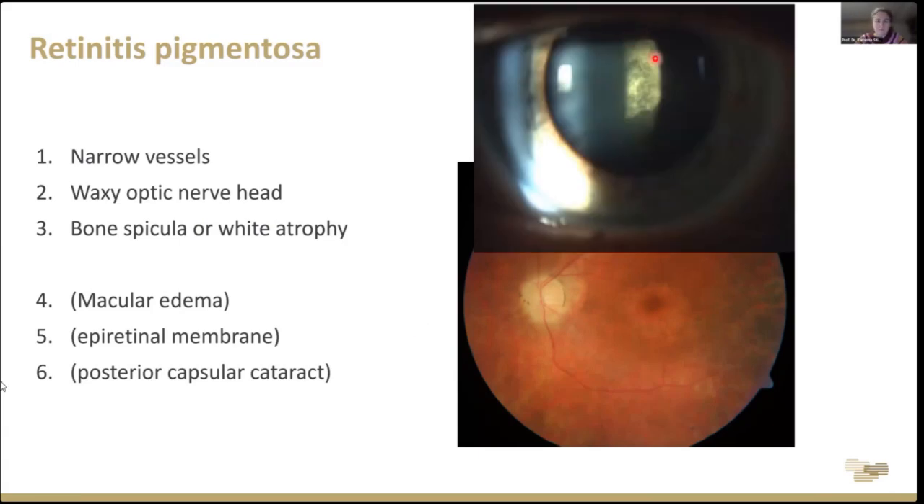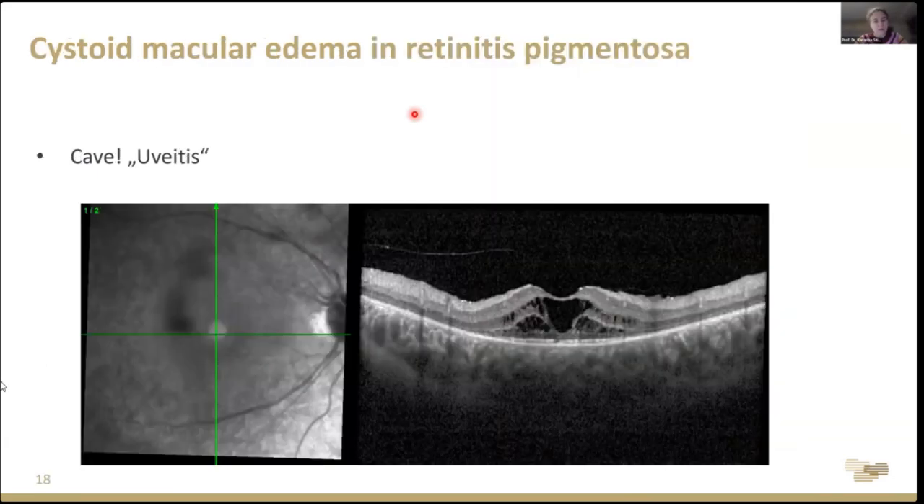This is an example of the posterior capsular cataract in the slit lamp. The cystoid macular edema is an important thing to know, especially in patients that are not yet properly diagnosed and do have hearing loss. Macular edema in retinitis pigmentosa, syndromic or non-syndromic, can be mistaken for uveitis.